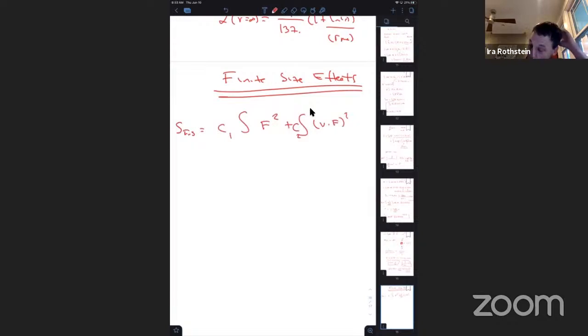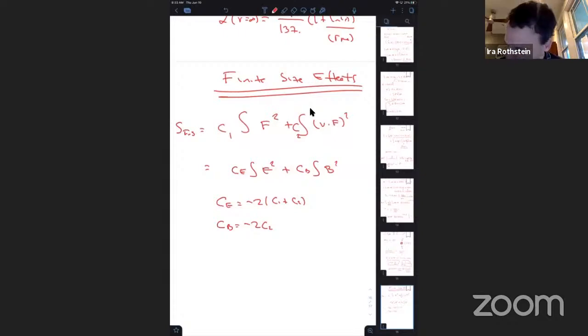So what are these finite size effects? Well, first let me rewrite them as C_E times E squared plus C_B times B squared, where you can work out that C_E is minus 2 c1 plus c2, and C_B is minus 2 c2. So remember, F squared is just some combination of E squared and B squared, and v dot F can also be decomposed in terms of E and B.